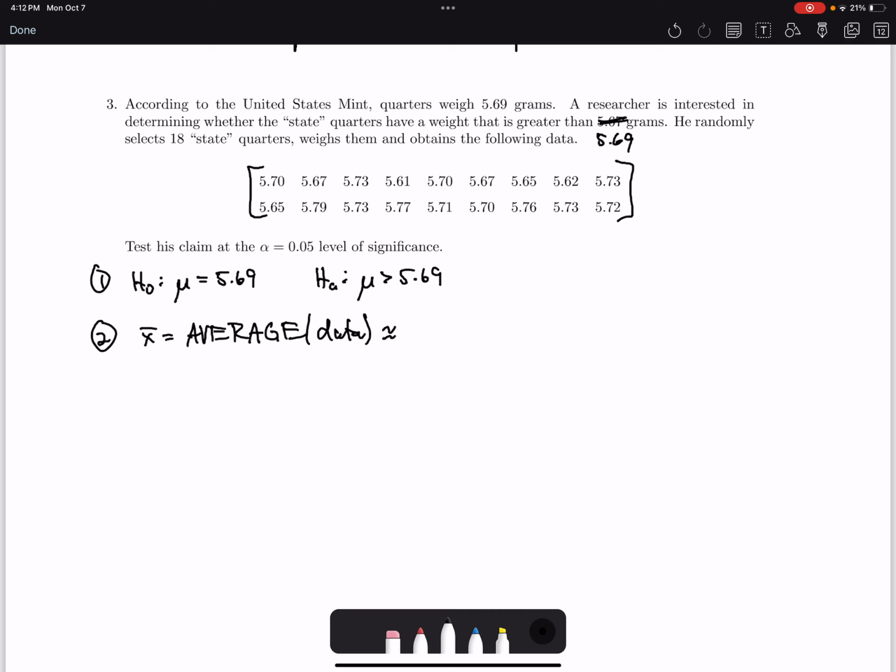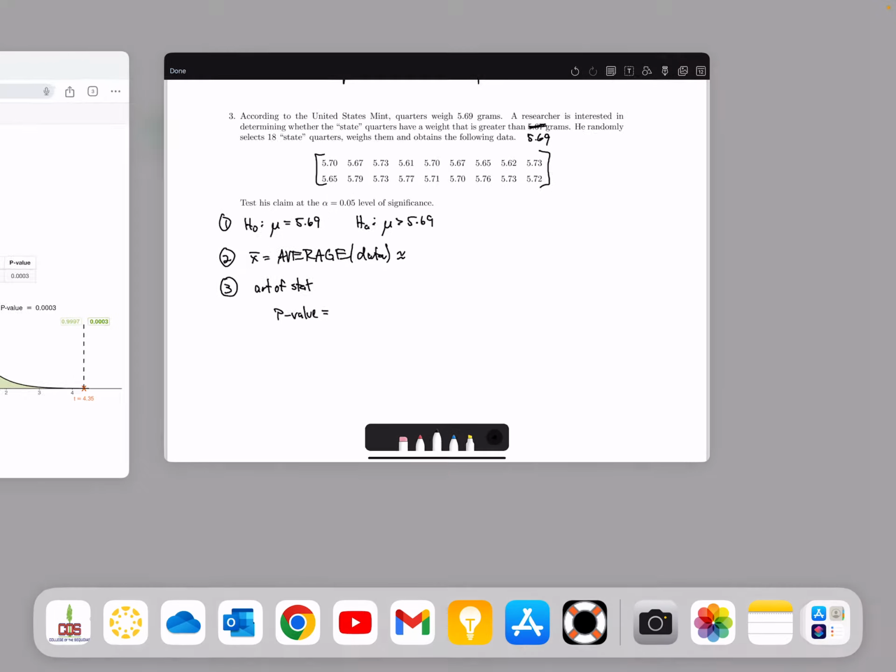So let's go over to that calculator. That's what we're going to want to do in step 3 anyway, is to use the calculator at Art of Stat. And this time we just have raw data, so we don't really have any work to show in terms of what we're feeding into Art of Stat. So we'll just write down what we get for the p-value once we go there. Okay, let's head over to Art of Stat.